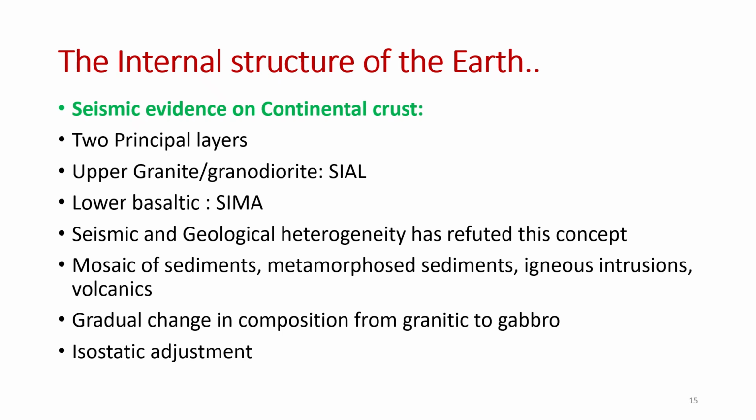Overall, the continental crust is a mosaic of sediments, metamorphosed sediments, igneous intrusions, and volcanics. A gradual change in composition from granitic to gabbroic can be noticed. Overall, we can say that the Earth's crust is in isostatic adjustment. The irregularities of the surface are compensated by the distribution of materials of different density within the crust and upper mantle.